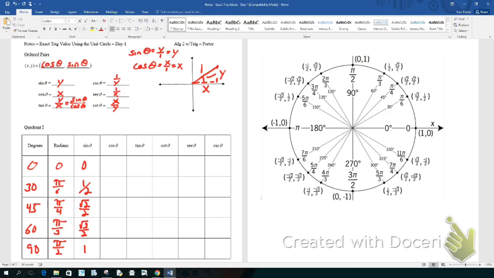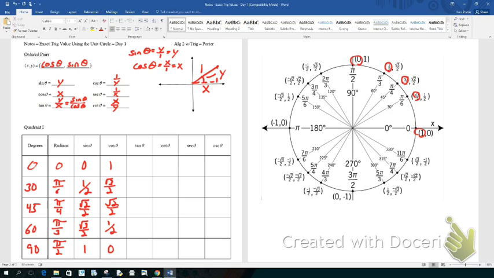Cosine is simply the x values. So we circle all the x values. We're going to go in this order. So cosine is 1, root 3 over 2, root 2 over 2, 1/2, and 0. Now there's a relationship between what happens in these two columns. I'll let you look at that and explore it. We talked about it in class, but I'm not going to take too much time with it right now.